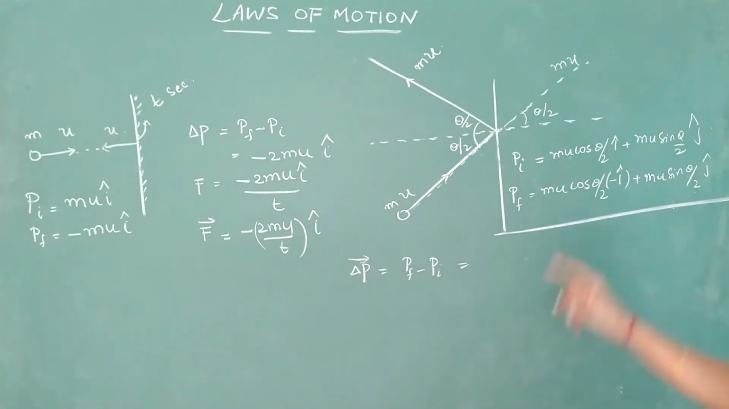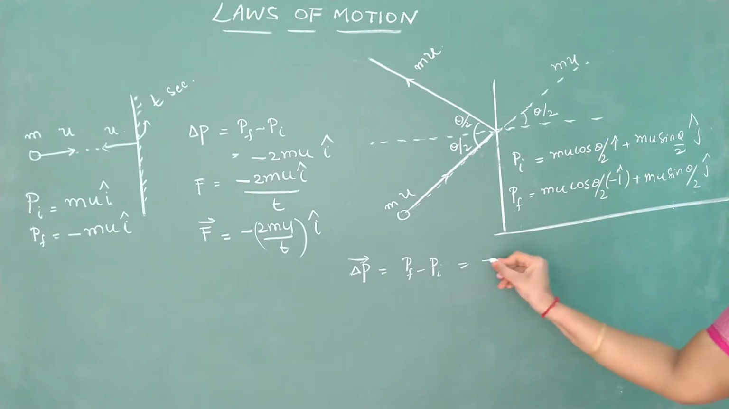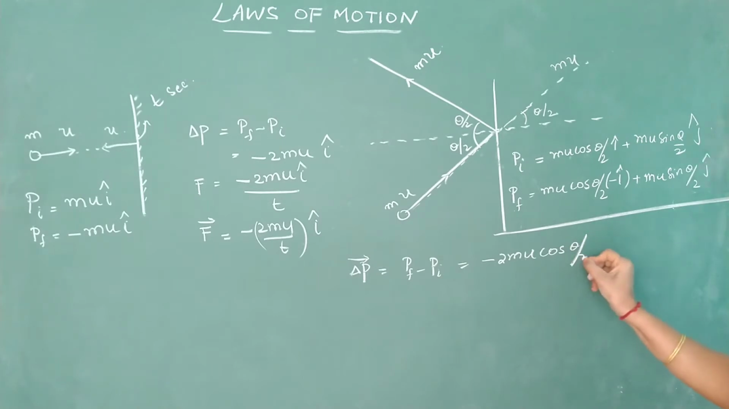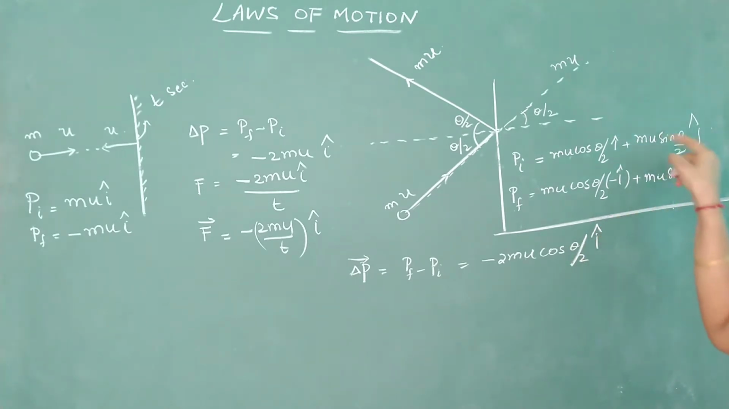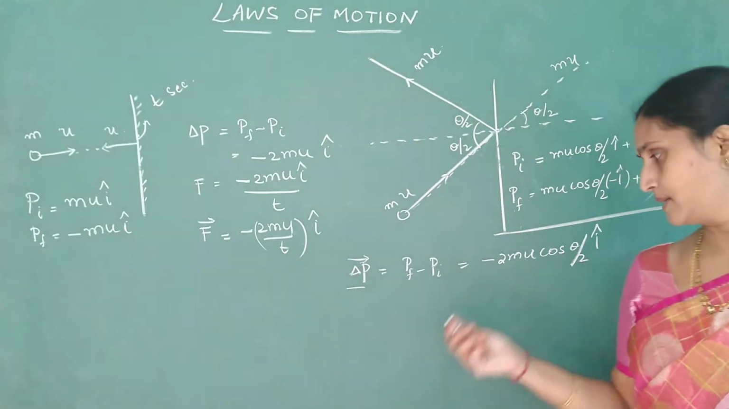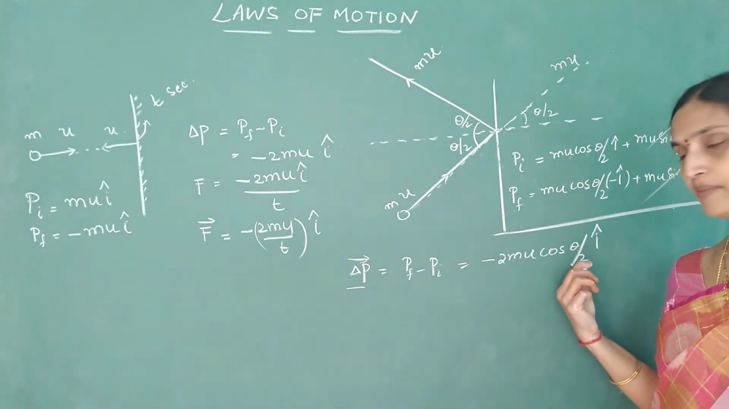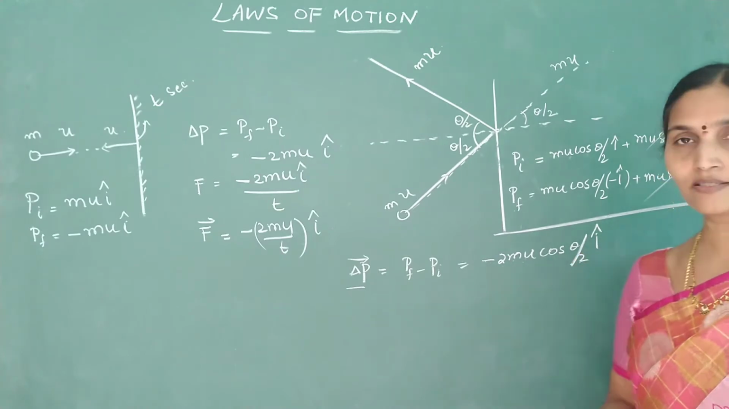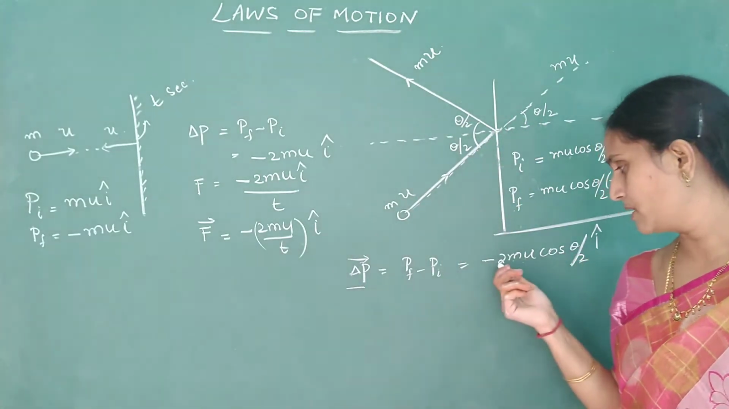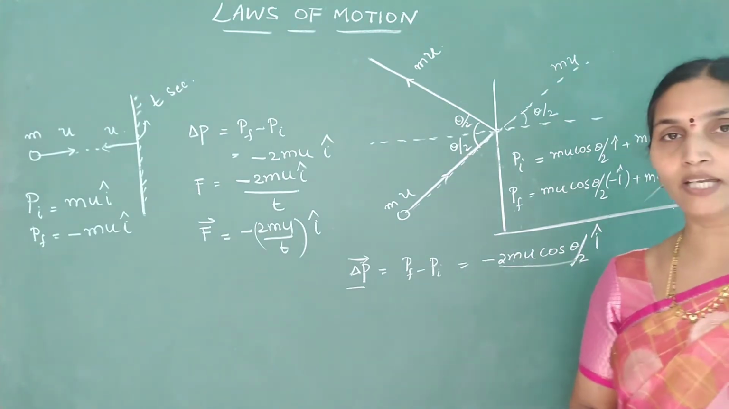Find out what is the change. Minus of minus, minus 2 mu cos theta by 2 i cap. Anyway, these two terms will get cancelled. So observe the change in momentum. Magnitude is 2 mu cos theta by 2. Direction is minus i cap. I took this as the i cap direction; direction is up to you. But magnitude is 2 mu cos theta by 2.